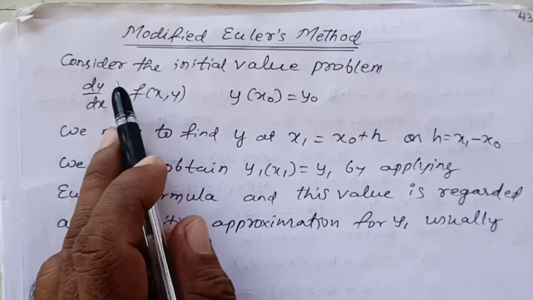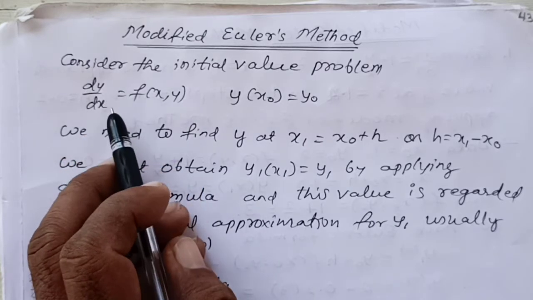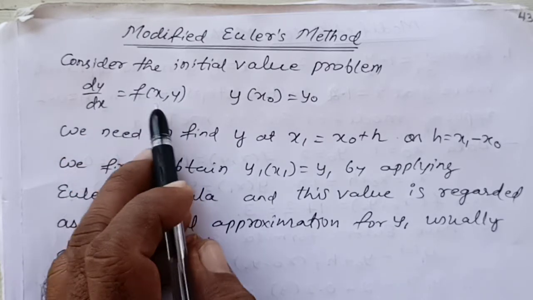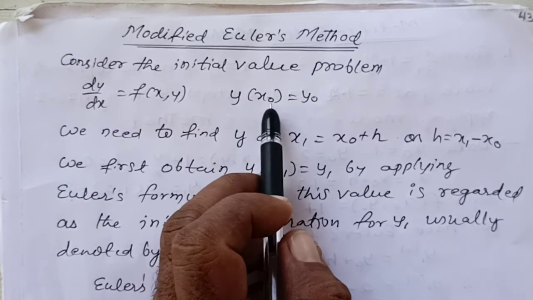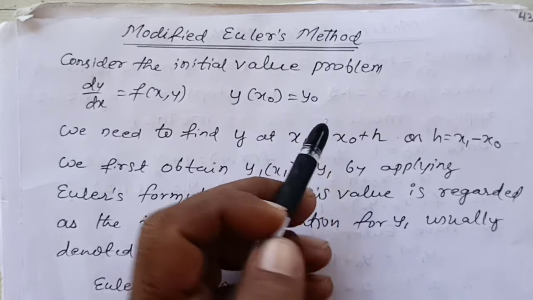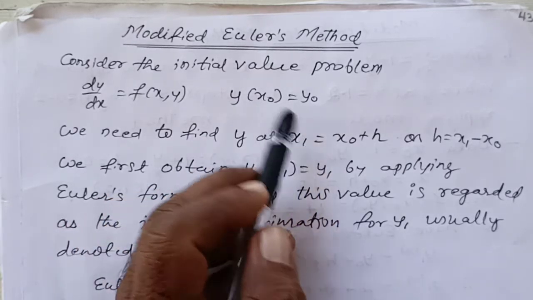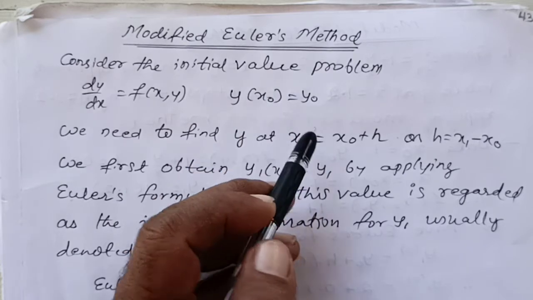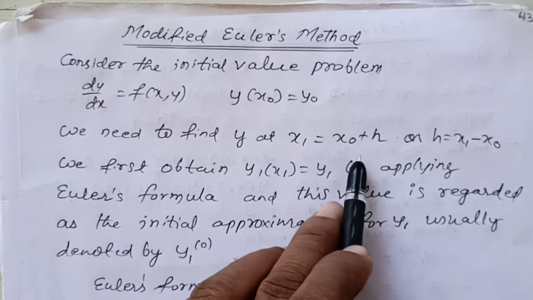Same as in the theory part, consider the initial value problem dy by dx, same as it is in Taylor's method. dy by dx is equal to f of x, y, and very important, y of x naught is equal to y naught. So we can insert initial values to get x naught like this. We need to find y at x1 is equal to x naught plus h.